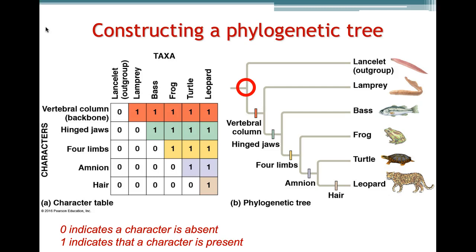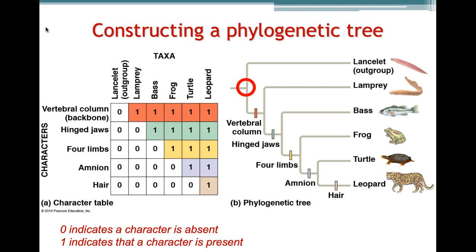This slide shows you how to construct a phylogenetic tree using a table or chart to keep the organisms and their characteristics organized. You can also use that table to make a cladogram as well. The first thing when you have a table is that you want to have the organisms written across the top. The outgroup should be written to the left.